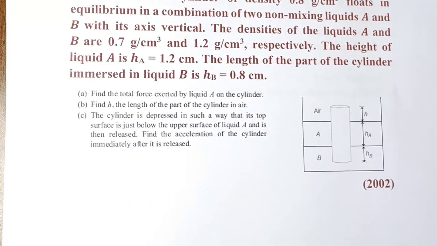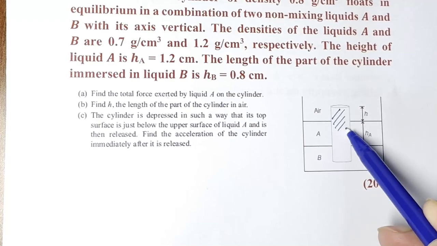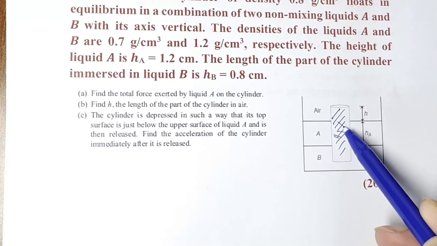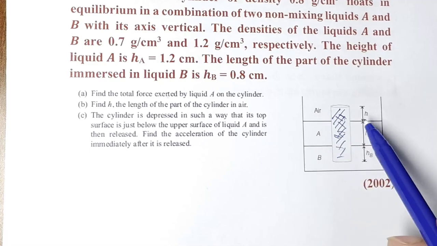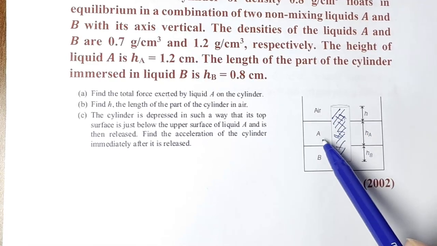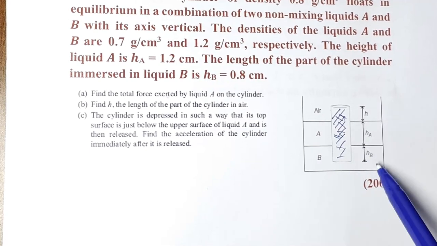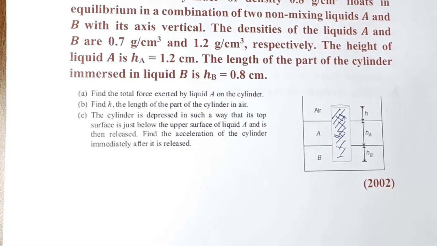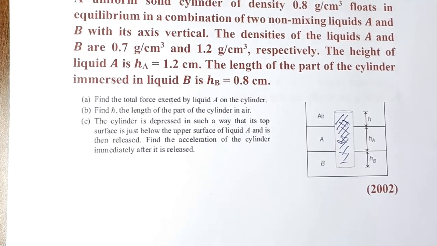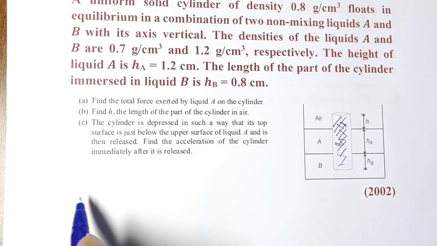So this is the basic diagram which is given. So we have a cylinder and it is basically divided into three parts. One is in air of height h, another is in the liquid A of height HA, and the third part is in liquid B, and the height of the cylinder in liquid B is HB. So in part A, we are supposed to find out the total force exerted by the liquid A on the cylinder. Okay. So let us solve part A.